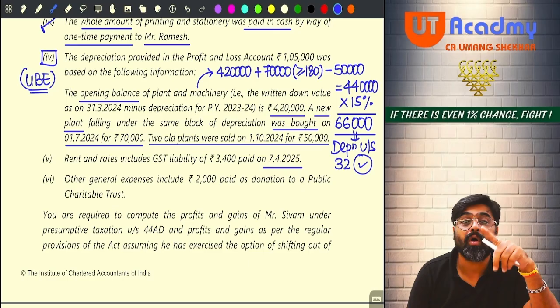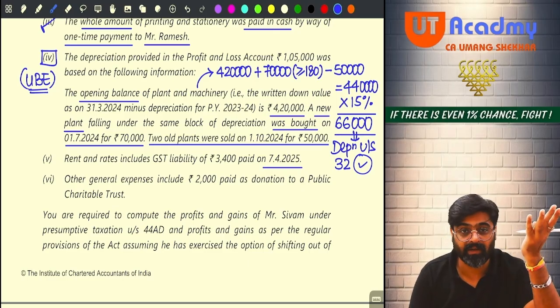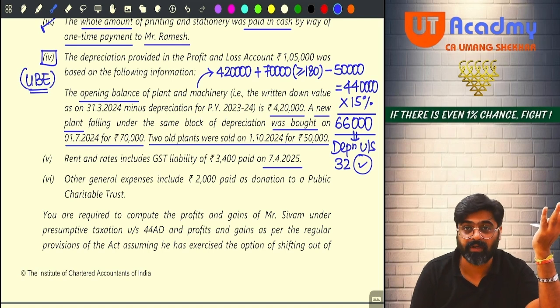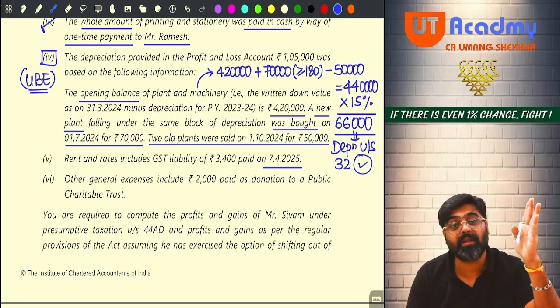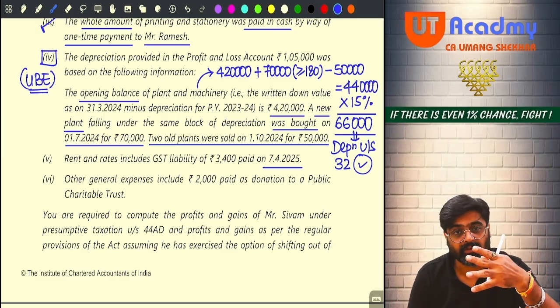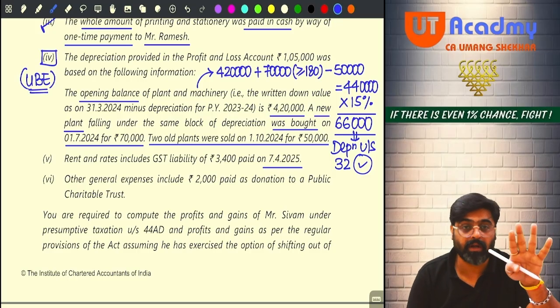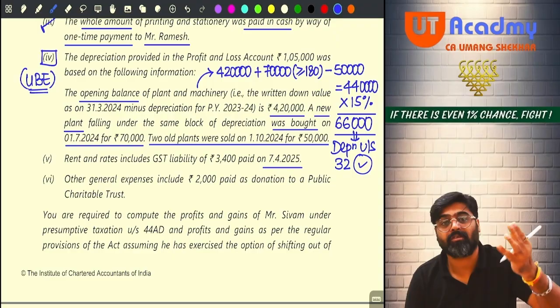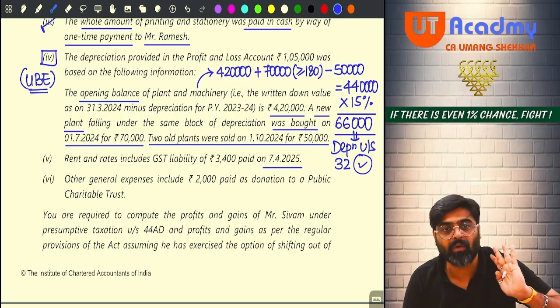Because it is paid on or before the due date of filing your ROI, which can be either 31st July or 31st October in some cases. Yes or no? So have you paid your GST, meaning the taxes related to your business, in this year, or on or before the due date of filing your ROI? In the given case, yes, on or before the due date of filing my ROI, I have already paid it. So this will be allowed.